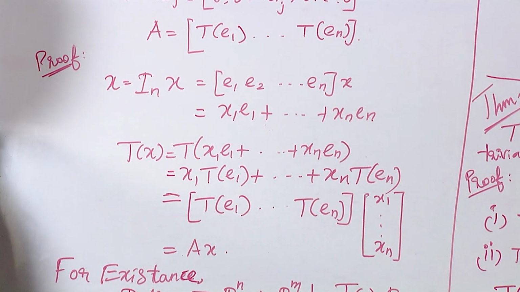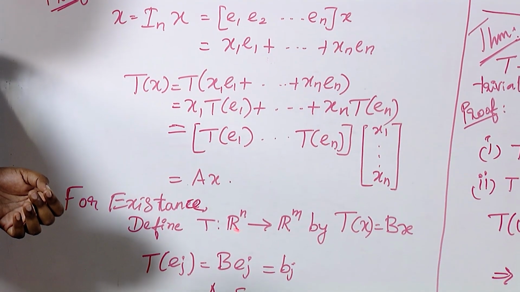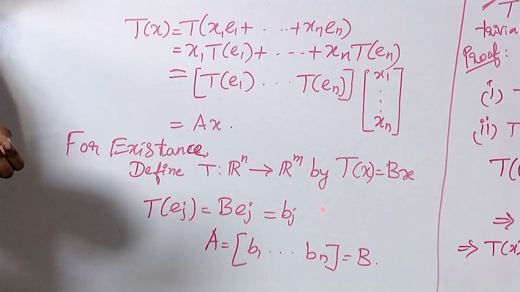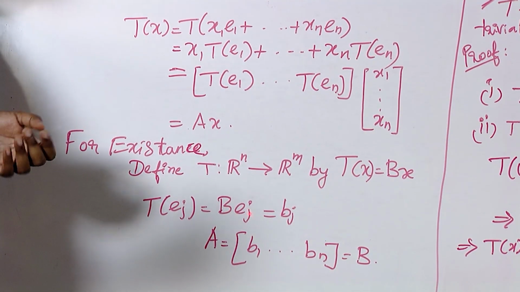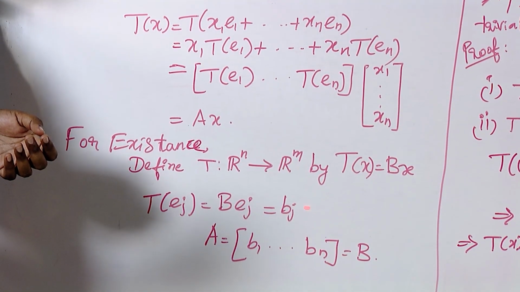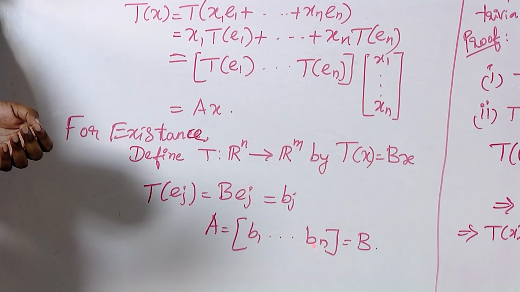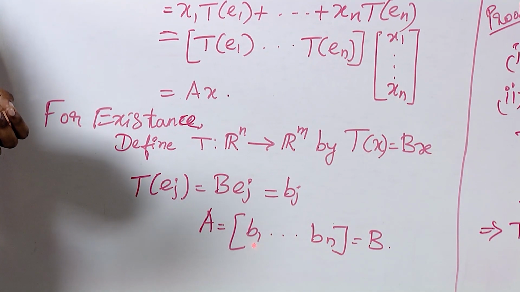For existence and uniqueness, define another transformation from R^n to R^m by T of x equal to Bx. Therefore, here you have T of Ej equal to Bj, and here your A is nothing but your B, that is, B1, B2, up to Bn. That is, A is nothing but the matrix with columns B1, B2, up to Bn.